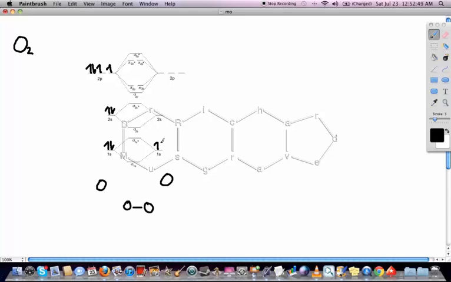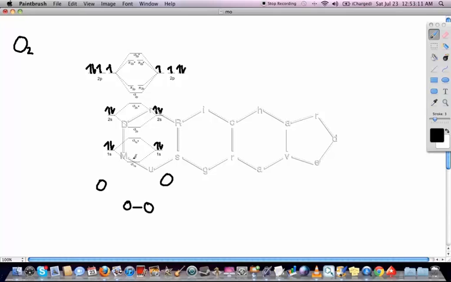Let's do the same on this side. 1, 2, 3, 4, 5, 6, 7, and then 8. It doesn't matter which orbital that other electron goes into. Alright, so now we've got 8 on this side, we've got 8 on this side. That means we've got a total of 16 electrons that we want to deal with.